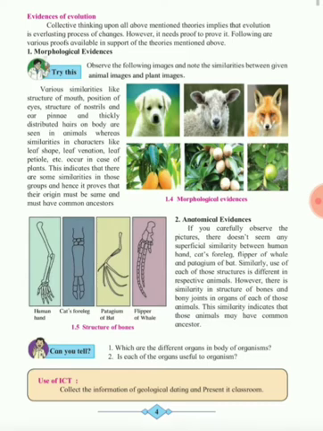Here we can see a diagram. Observe the following image and the similarities between the animal image and the plant image. We can see that there are a few similarities and also differences in the morphology. Morphology is basically the study of the external parts. Various similarities like the structure of the mouth, position of eyes, structure of nostrils, ear pinna and thickly distributed hairs on the body of animals are seen.